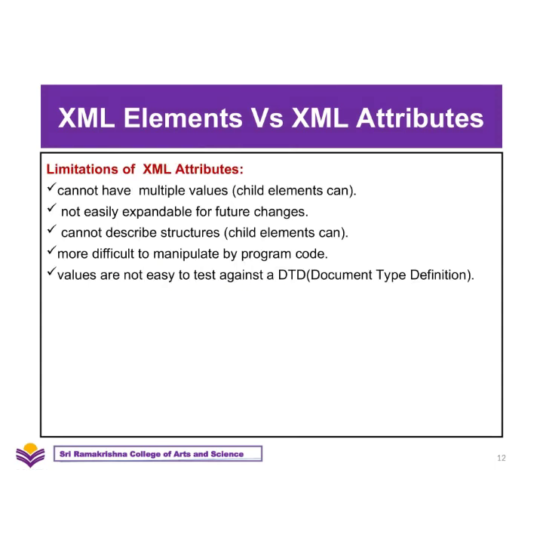The limitations of XML attributes are it cannot have multiple values, but child elements can. It is not easily expandable. It cannot describe structures as child elements do. It is more difficult to manipulate by program code. Its values are not easy to test against document type definition.